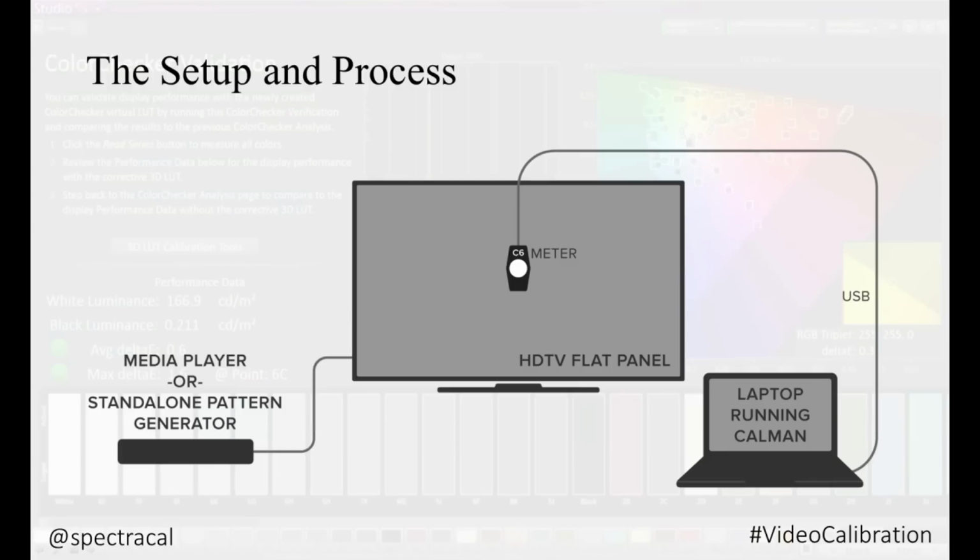CalMan software uses the meter readings to inform the user, with charts and graphs, of the display's performance and the degree to which it varies from the selected standard. Either the user adjusts the display's settings based on this info, or the software can conduct the adjustments automatically if it's a display that has AutoCal support.